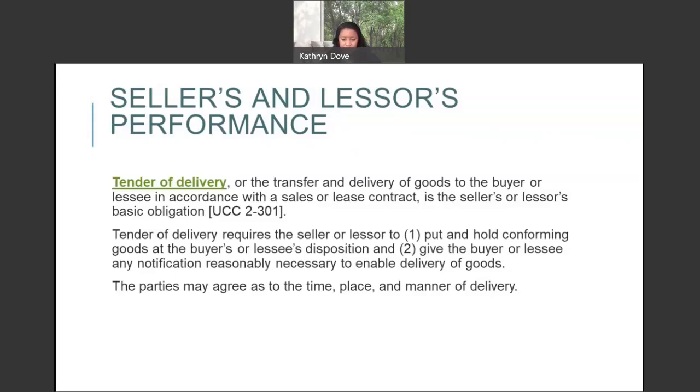If the goods are placed in a warehouse, the buyer should be given the address for the warehouse. If the goods are coming in on a dock, then the buyer needs to be aware of the location of the dock. Parties may agree as to the time, place, and manner of delivery, so long as it's reasonable.